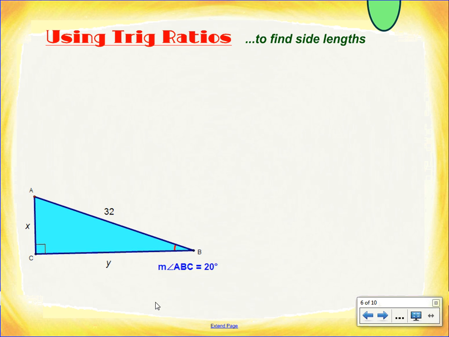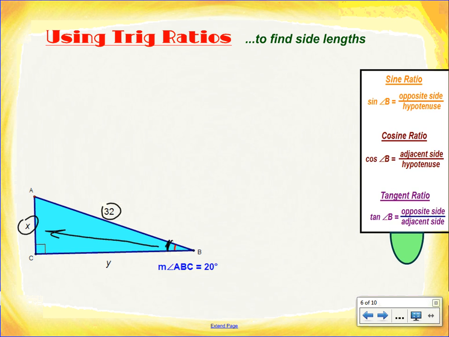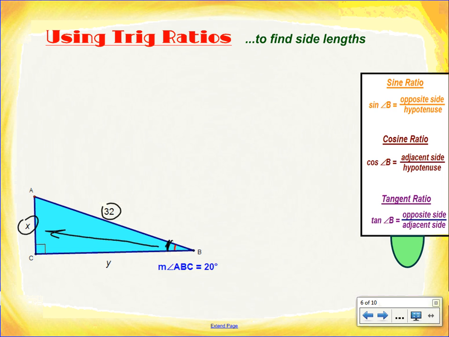Now, if 20 is my reference angle, here it is, which side is x? Did you say the adjacent? If you did, you're wrong. It's the opposite side. It's across from it. So x is the opposite side, and 32 is what? 32 is the hypotenuse. Okay? So, again, I need to remember which trig ratio uses the opposite side and the hypotenuse side. If you don't remember, we'll look over here. It's the sine ratio.